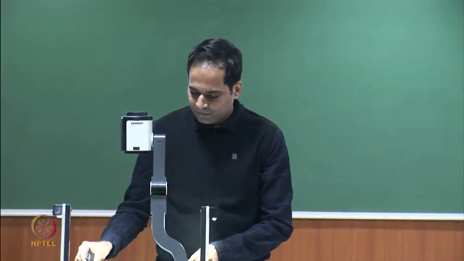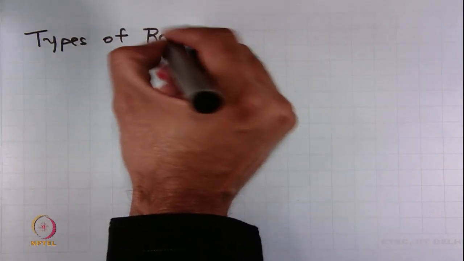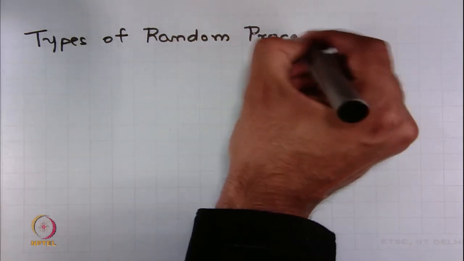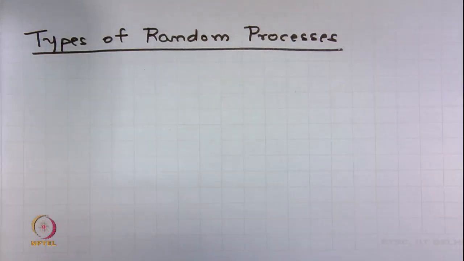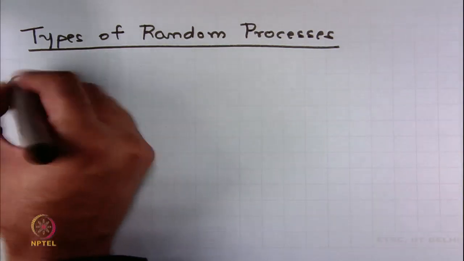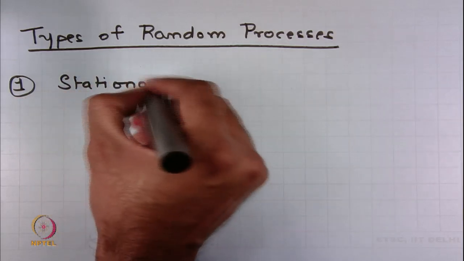Now, let us define different types of random processes. And the first interesting class of random processes is stationary random processes.